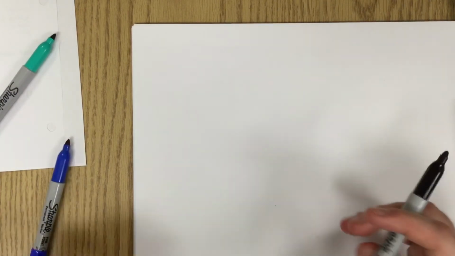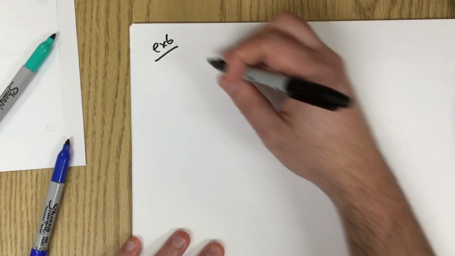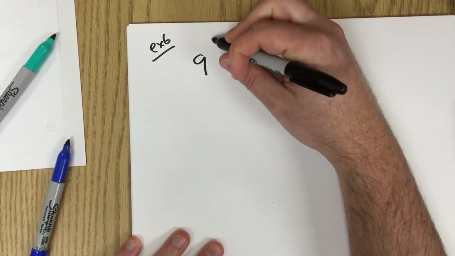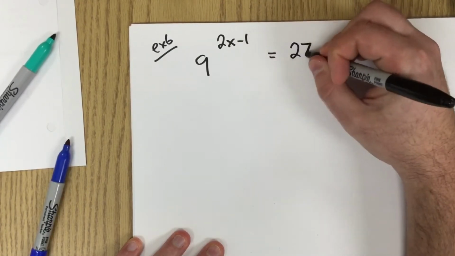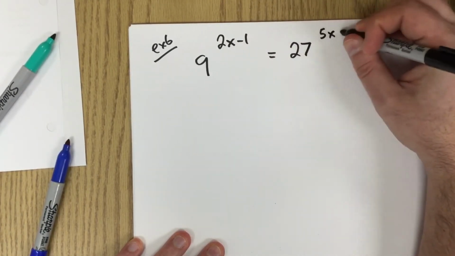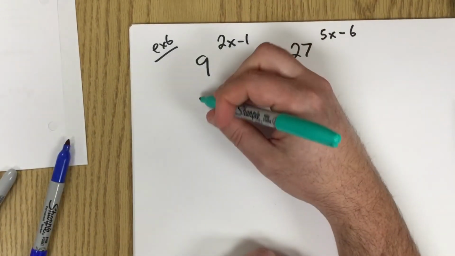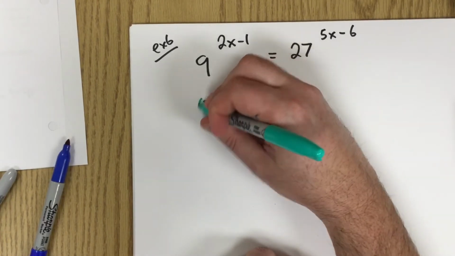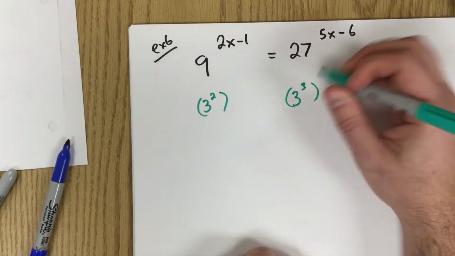So I think we're on example 6. So if we have 9 to the 2x minus 1 equals 27 to the 5x minus 6. We'll do the same trick we did with the 4. We'll do a common base of 3. So 9 is the same thing as 3 squared. 27 is the same thing as 3 cubed.